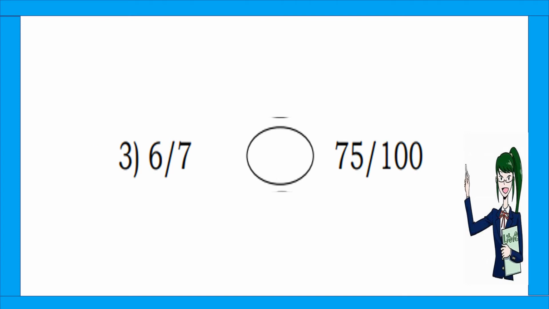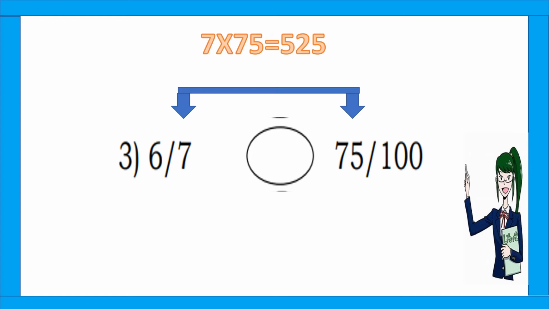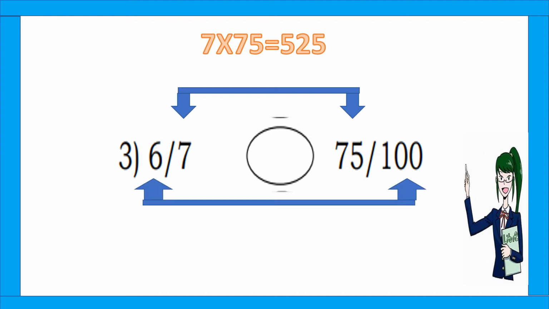Number 3. 6 over 7, blank, 75 over 100. The means are 7 and 75. Get the product. 7 times 75 equals 525. The extremes are 6 and 100. Get the product. 6 times 100 equals 600. The products are not equal. Therefore, the two ratios are not equal.